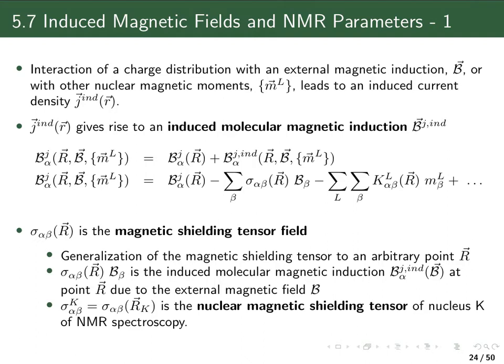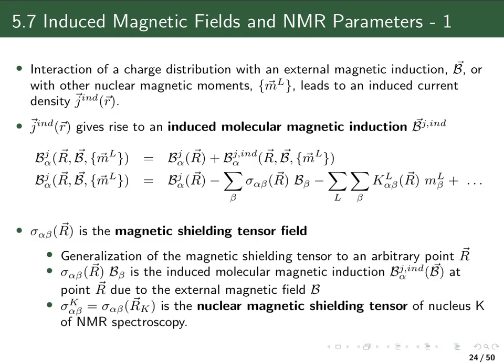Now let's look at this shielding term here. Since we are looking at a field, a magnetic induction, this is also a field, and I call it the magnetic shielding tensor field. It's a generalization of the magnetic shielding tensor, which we had in the chapter on the magnetic moments already, to an arbitrary point in space. So the product of this magnetic shielding tensor field and the external magnetic field is the induced molecular magnetic induction at a particular point in space due to the external magnetic field.